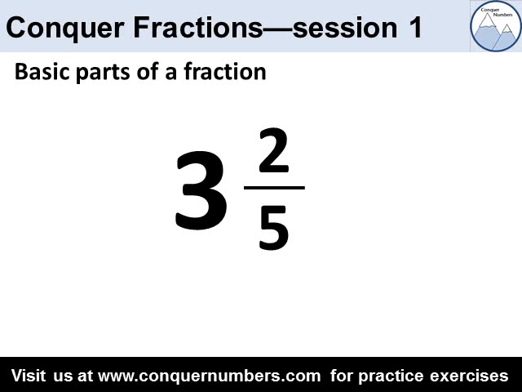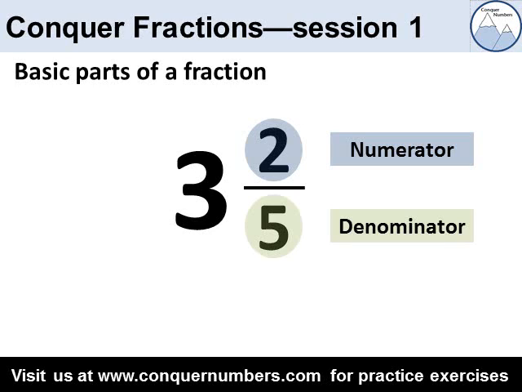Now let's talk about the basic parts of a fraction. Every fraction we'll ever work with will have a top number called a numerator. In this example, the numerator is the number 2. Also, every fraction we're ever going to work with is going to have a bottom number called a denominator. In this case, the denominator is 5. Now I want you to remember these two terms, the numerator, which is the top number, and the denominator, which is the bottom number, because we're going to be using them a lot.